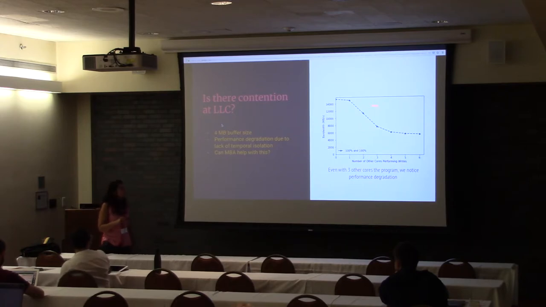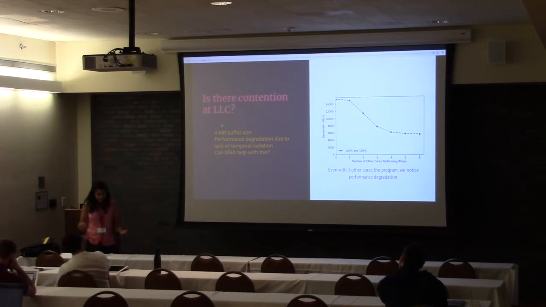Something else: even with two other cores, you see that your performance is going down, and by the fourth core that is active, your bandwidth is almost at the same level as if you were going into main memory. So it seems like even though your data is in L3, your performance is acting like you were going into main memory, which is pretty shocking to me. I mean, that was shocking to me. I don't know about everyone else. So we saw that contention is happening at the L3 level.